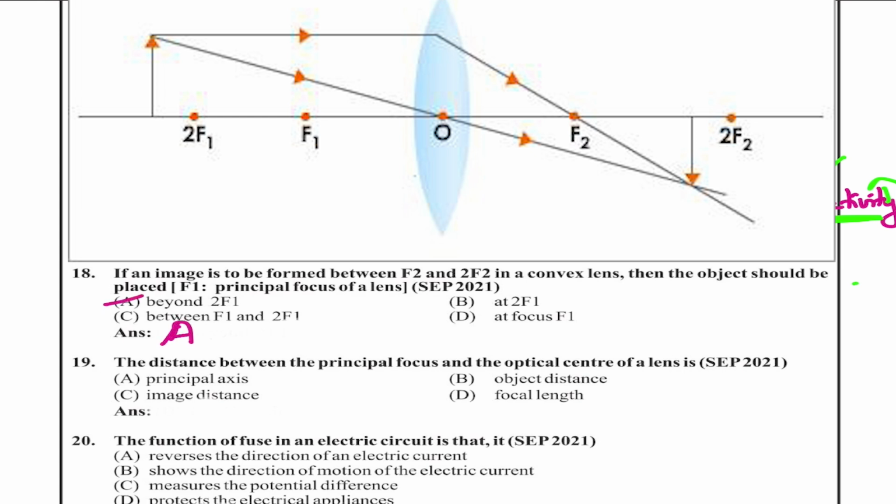So, from previous year questions, it is very clear that we have to be 100% sure and clear with the ray diagrams of lens as well as mirror. Both the types of lens and both the types of mirrors. Coming to the next question.